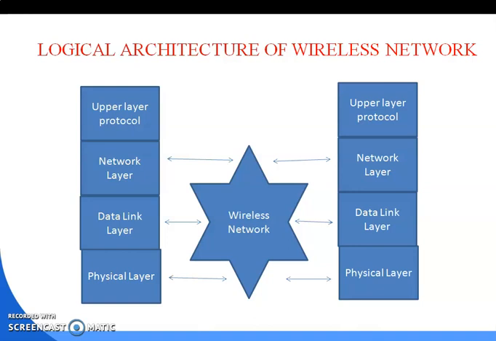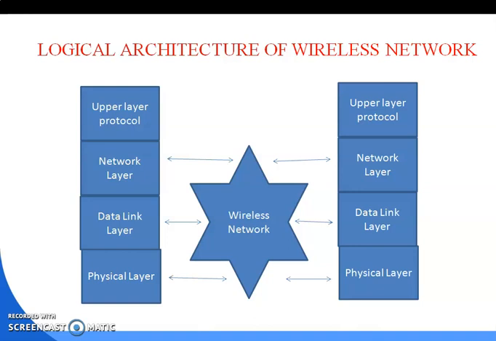But in this figure, the first 4 layers are treated as upper layer protocols, and the rest, the 3 layers network, data link, and physical layer, are actually involved in transferring the data in the wireless network. The network layer handles the IP addresses, and the data link layer maintains 2 sublayers. One is LLC, another one is MAC. LLC is the logical link control, and MAC is the medium access control.